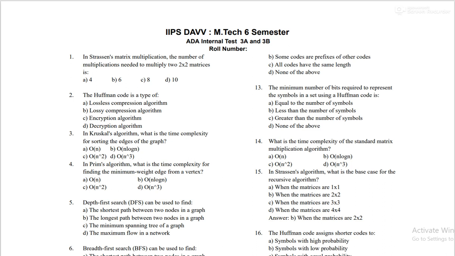Question number 5. Depth first search can be used to find the longest path between two nodes in a graph. Depth first search is a technique of traversal of a tree which is used to find the longest path between two nodes in a graph. So the correct option is option B.